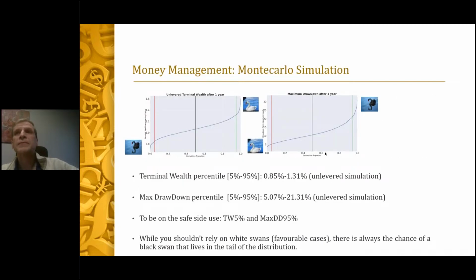Finally, there is always the possibility of a black swan, which lives in the tails of the distribution. Here you can see a picture. The longer you trade your system, the more likely it is to incur a black swan. So we should be careful. We should also put a limit on how much time we use our trading system.